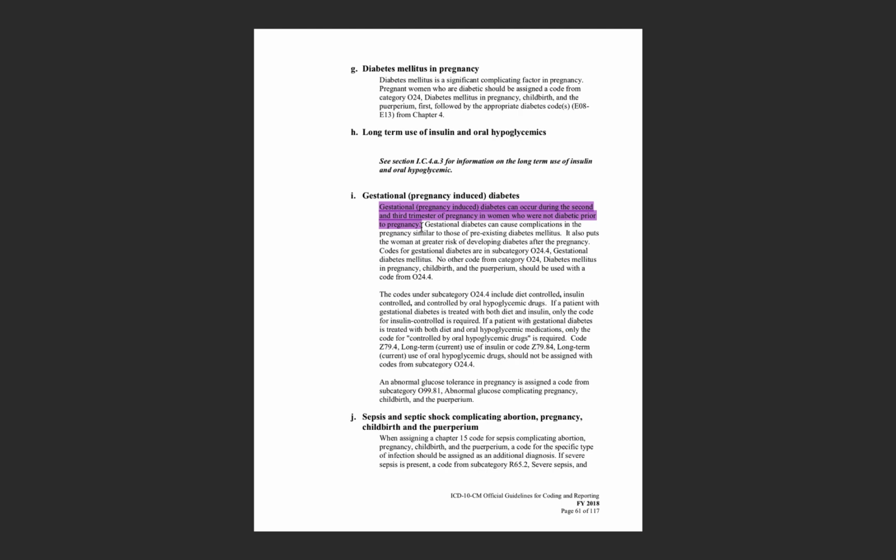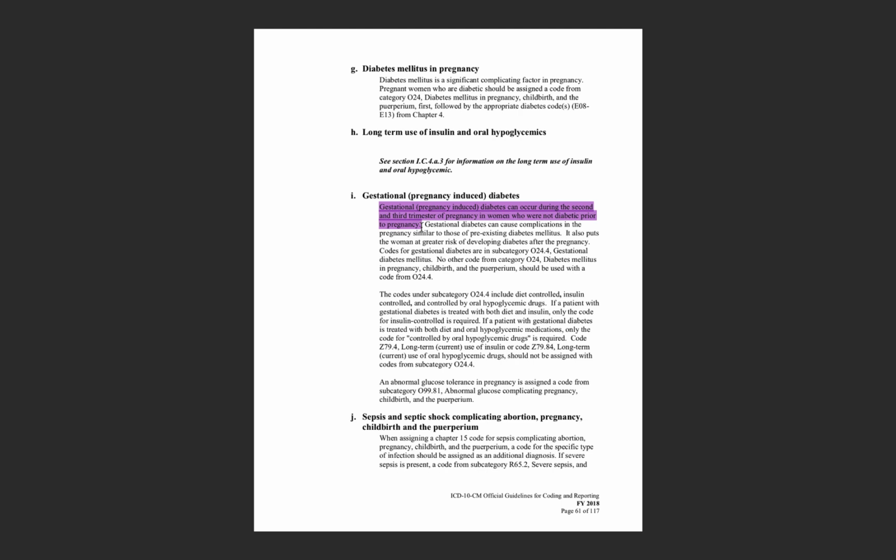They were not diabetic prior to pregnancy. Gestational diabetes can cause complications in the pregnancy similar to those of pre-existing diabetes. It also puts the women at greater risk for developing diabetes after pregnancy. Codes for gestational diabetes are in category O24.4.